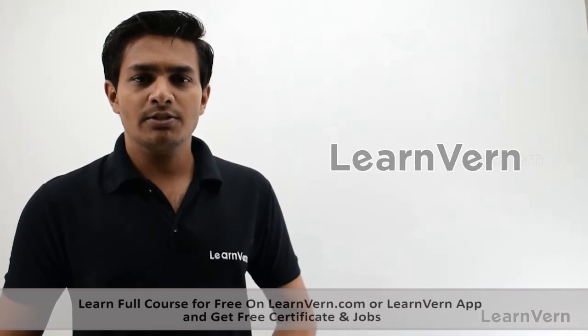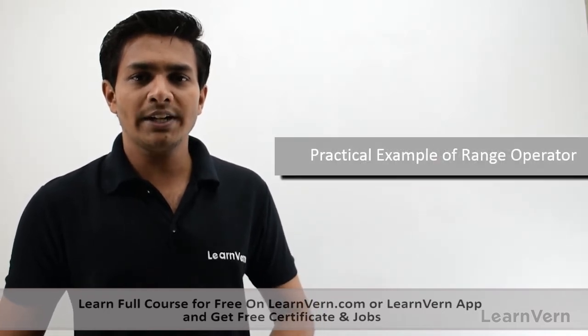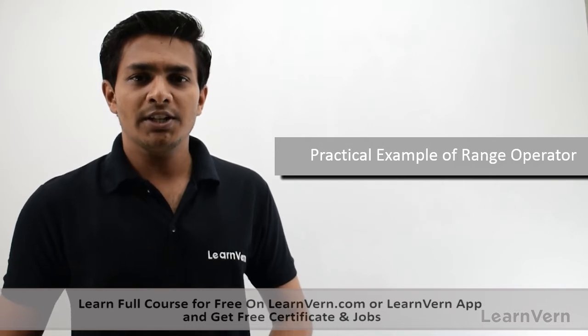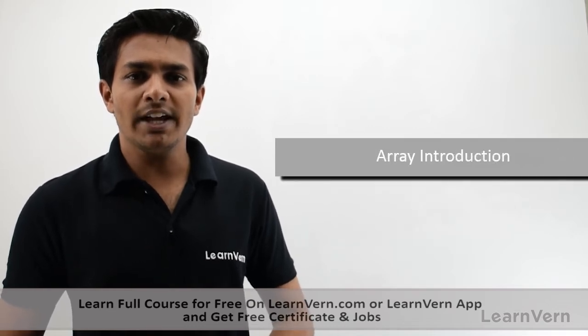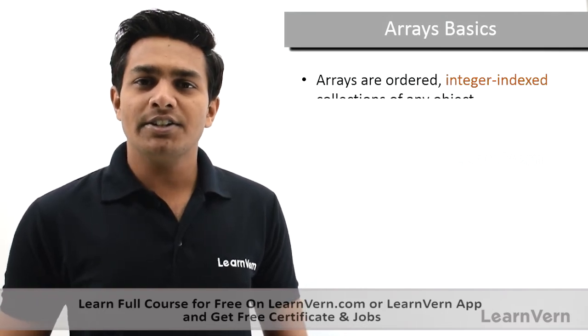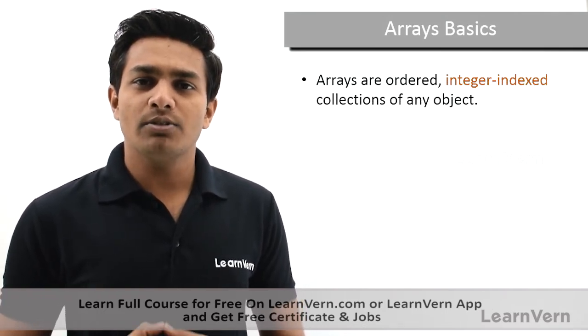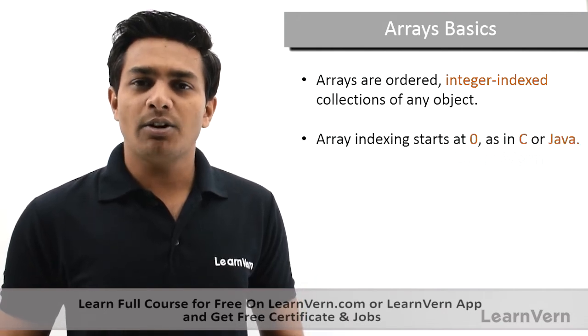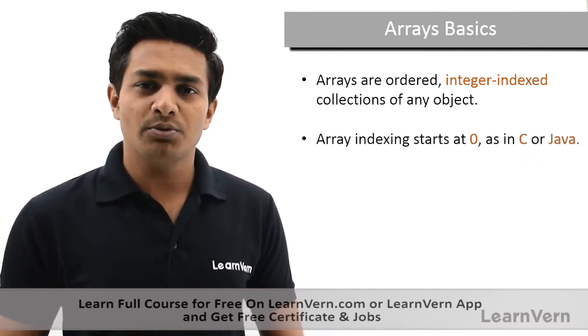In the previous lecture, we learned about the practicals of the range operator in Ruby. And today, we will learn about the array introduction in Ruby. An array is an ordered, integer-indexed collection of any object. The index of an array always starts from 0.